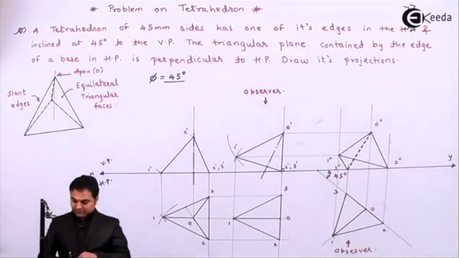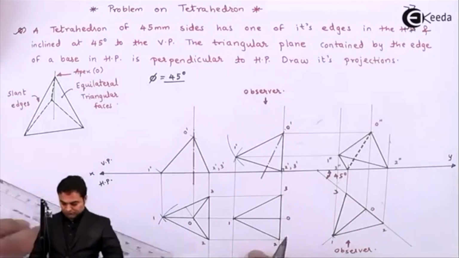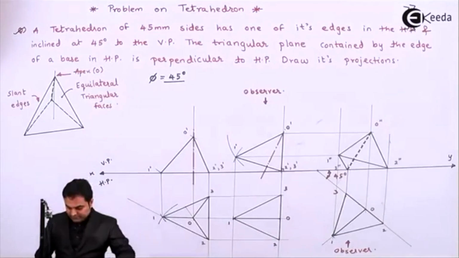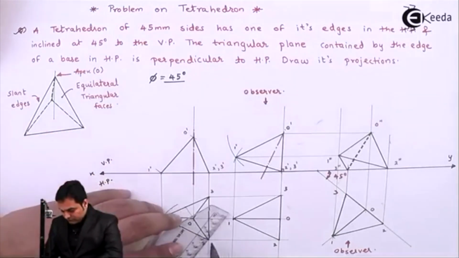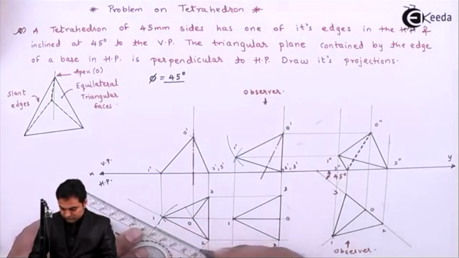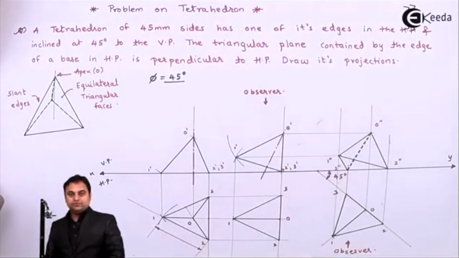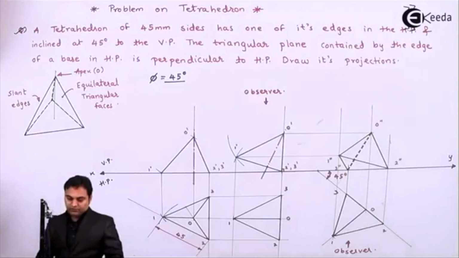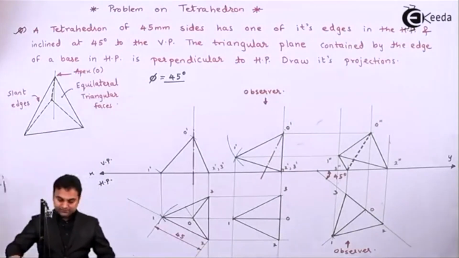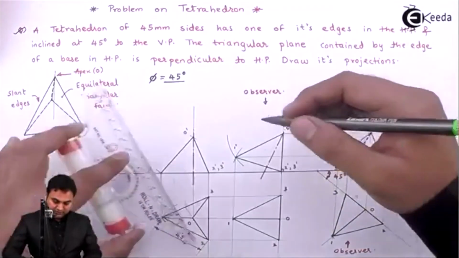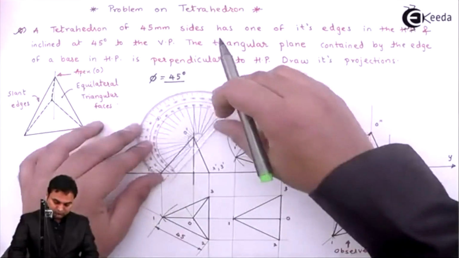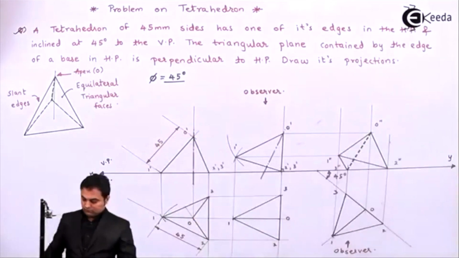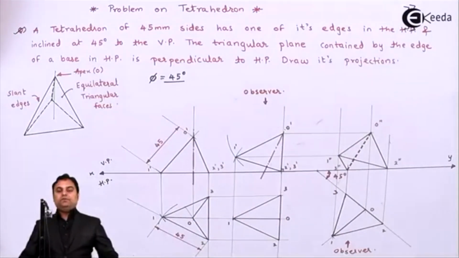Now after this, I'll give it the dimensioning, marking a 90-degree angle. The tetrahedron is of 45 mm sides, marking 45 here. Next, even 45 would be marked here. And with this, we complete the problem.